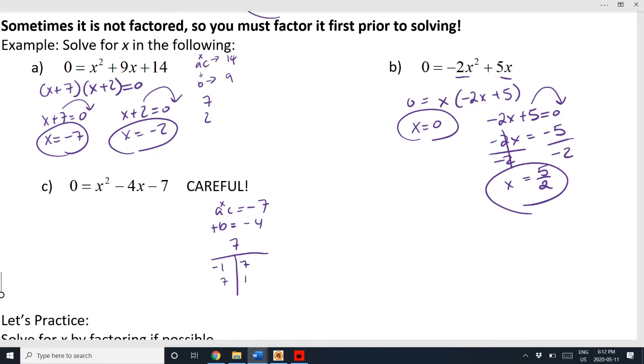Even if this was negative, or this was negative, or the other way around, we wouldn't be able to factor this one. So this one, for now, we will say cannot factor. In the future, we'll be able to solve this using a different technique.